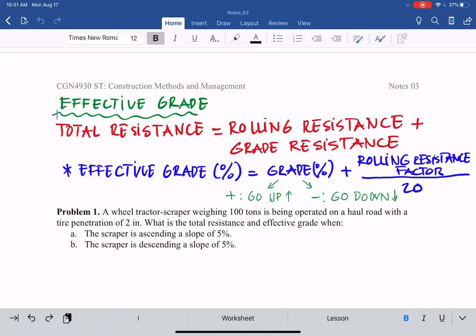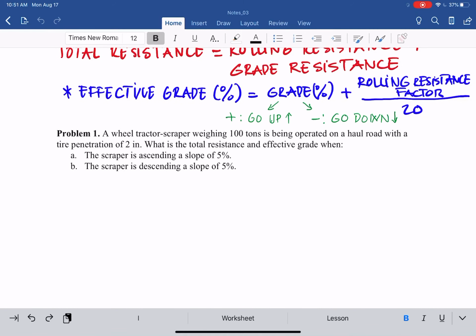Let's apply the concept of rolling resistance, grade resistance, and total resistance to problem one. A wheel tractor scraper weighing 100 tons is being operated on a haul road with a tire penetration of 2 inches. What is the total resistance and effective grade? In the first scenario, your scraper is ascending a slope of 5%.